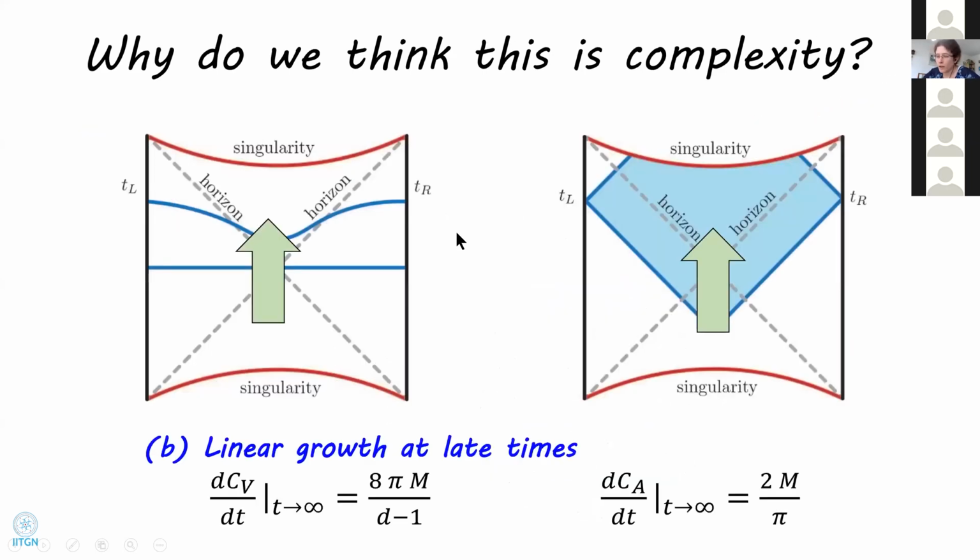The second reason I already told you, the late time growth: we expect complexity to grow linearly for a very long time, and also the volume and the action grow linearly for a very long time at a rate which is proportional to the energy of the system on the boundary, or the mass of the black hole in the bulk.